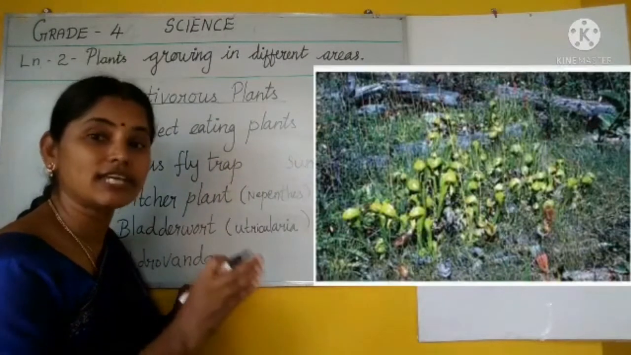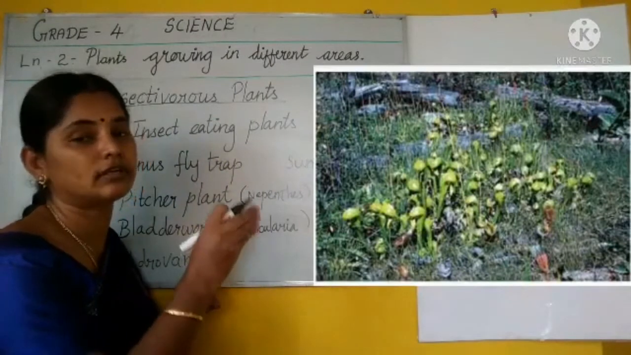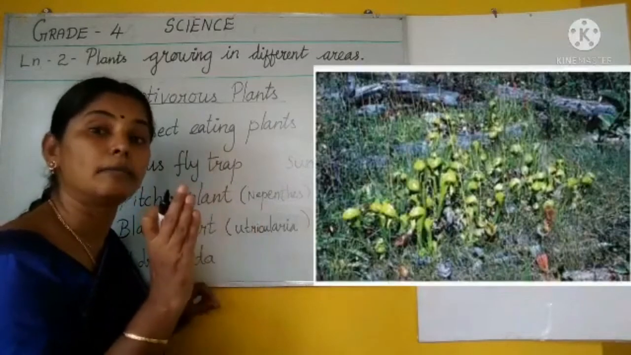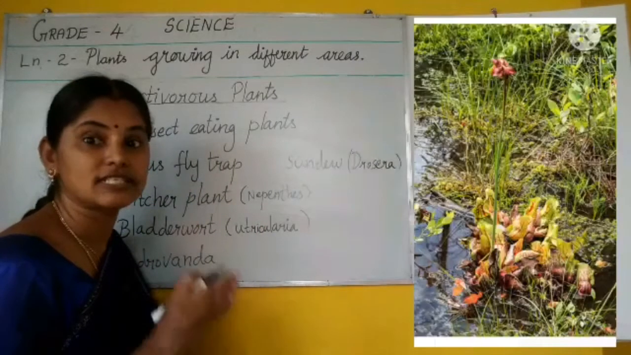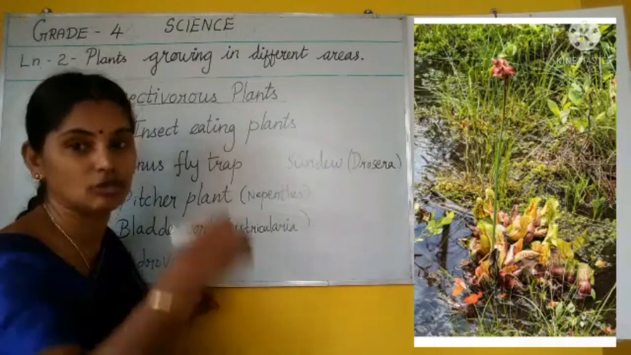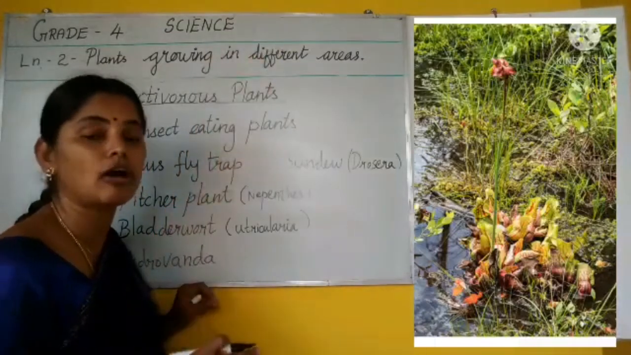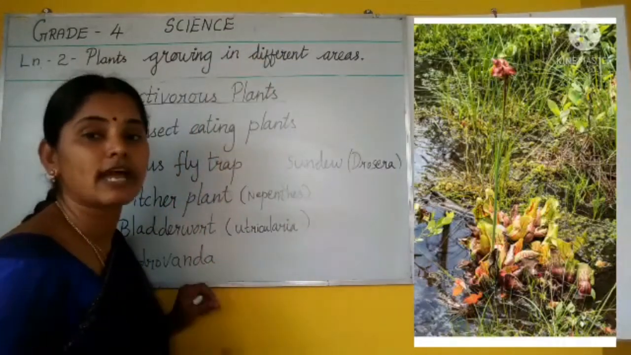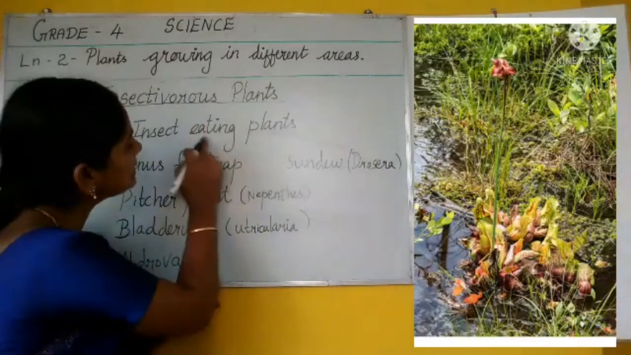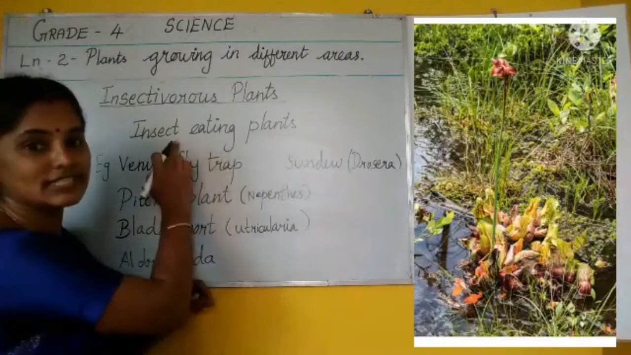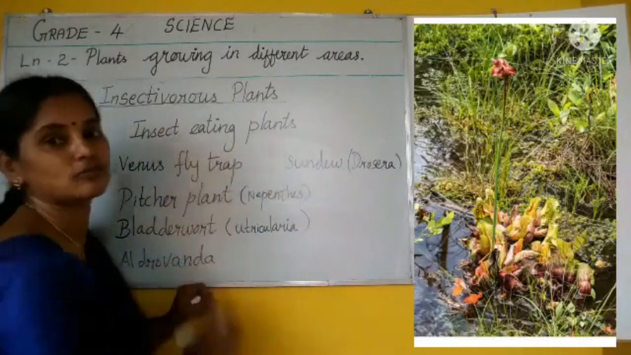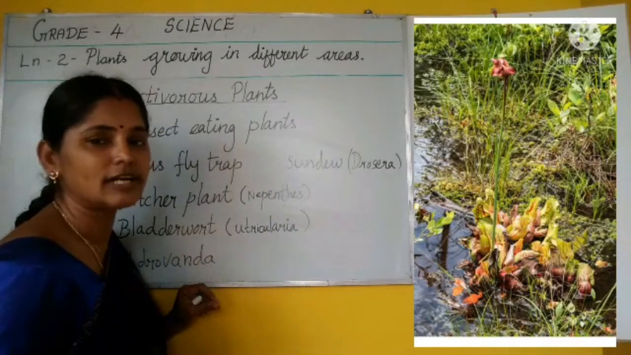Clear? See, we can see them in India also, in Khasi and Meghalaya. In the state of Meghalaya, we can see them on the northern side. Okay, in the state of Meghalaya also, we can see these kinds of insect eating plants. Insect eating plants. Clear?